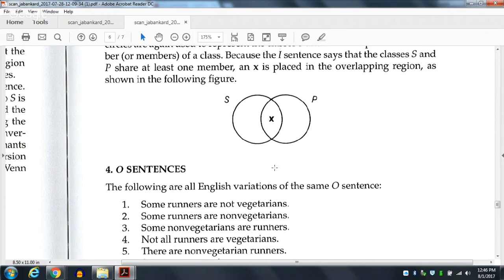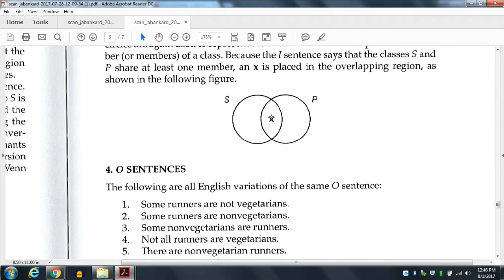At least one logical principle is also difficult. Some are, right? Some means one and maybe more than one. The some is met if just one. If there's just one logical principle that's difficult, then the I statement is true. Some S are P. There might be 100, there might be 1,000, but there has to be at least one.